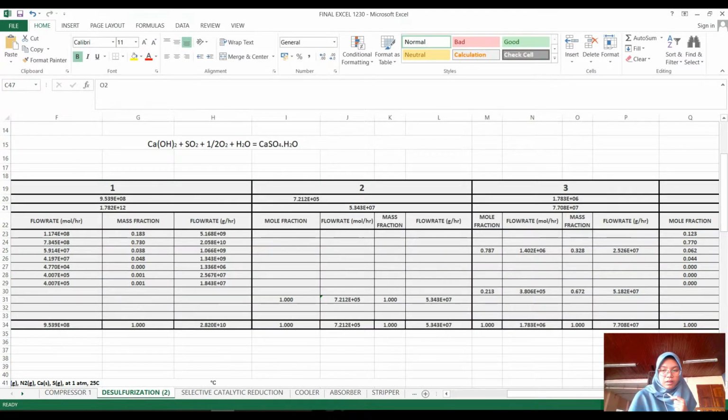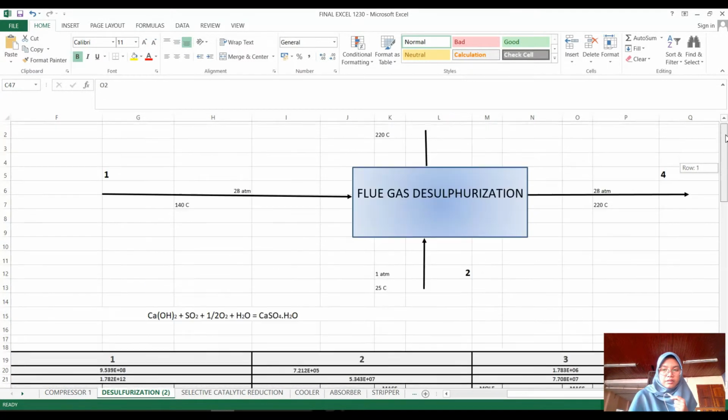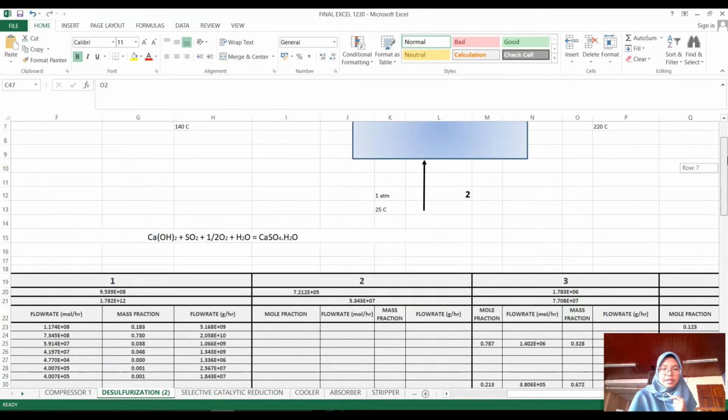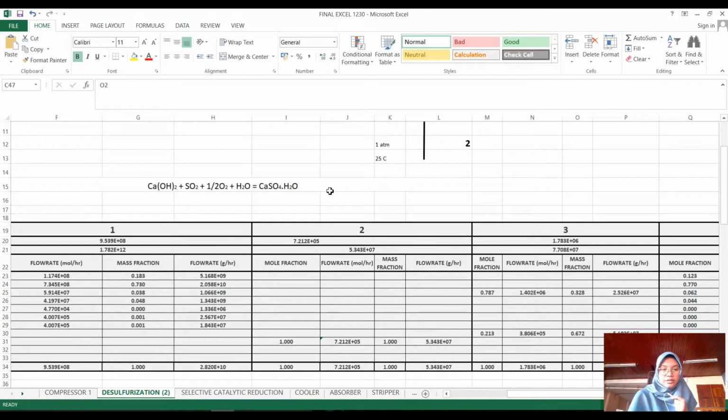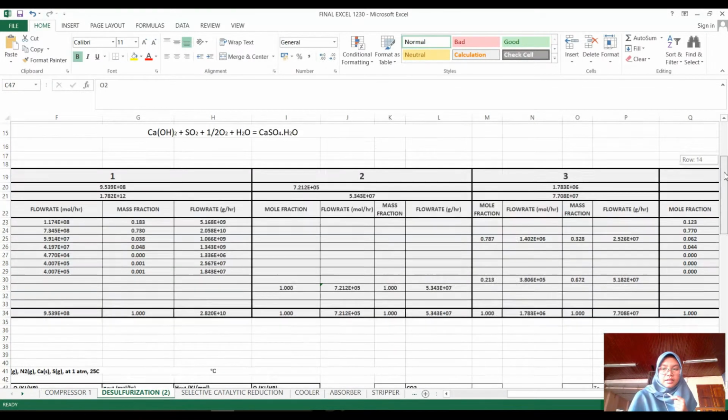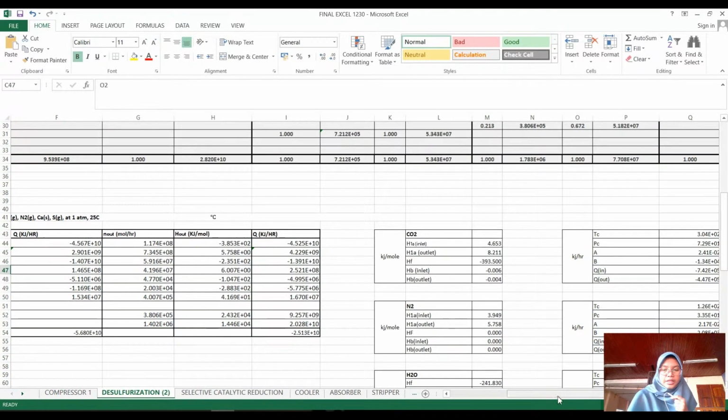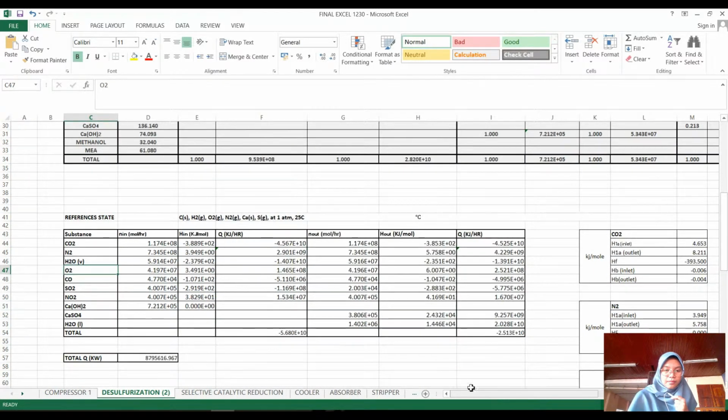After that, we proceed to the flue gas desulfurization, and it is a reactive unit system because it has a chemical equation. When I calculate the energy balance, I need to use 25 Celsius and 1 atm because it is reactive. I got the total energy balance for this system in the endothermic form because it is positive.